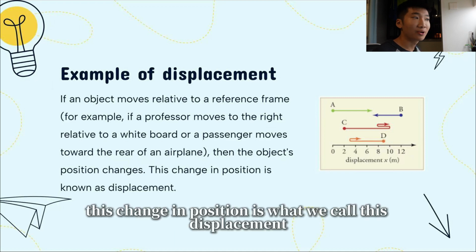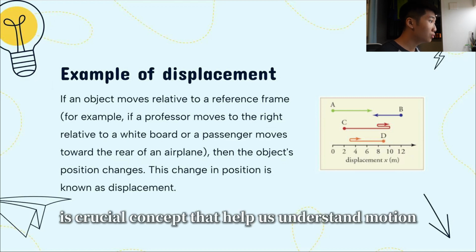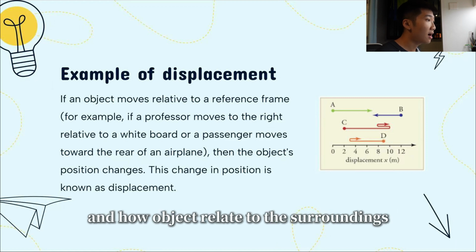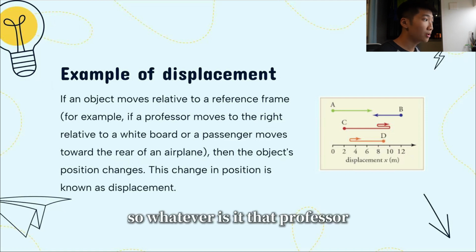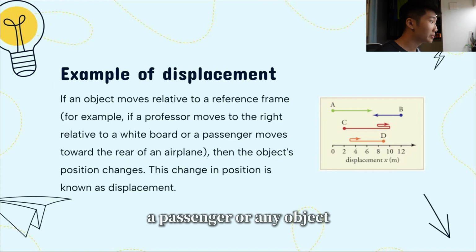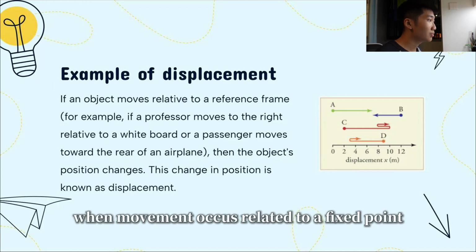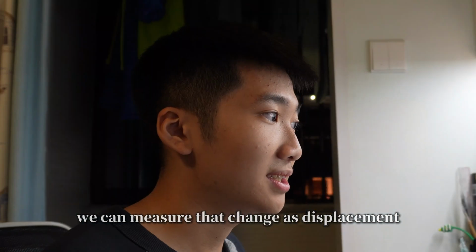This change in position is what we call displacement. It's a crucial concept that helps us understand motion and how objects relate to their surroundings. So, whether it is a professor, a passenger, or any object, when movement occurs relative to a fixed point, we can measure that change as displacement.